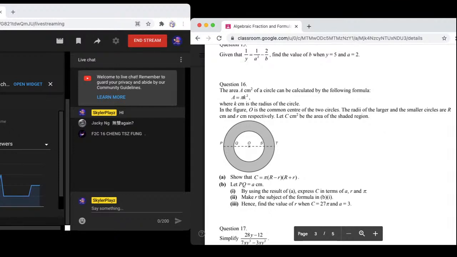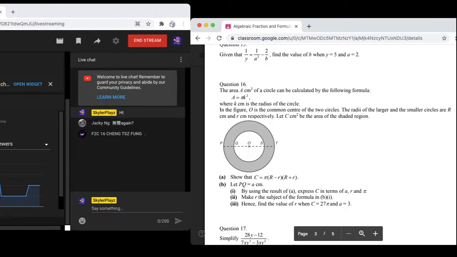Massive question. Let me see. Area of the shaded region. Area C, with radii big R and little r respectively. Okay.